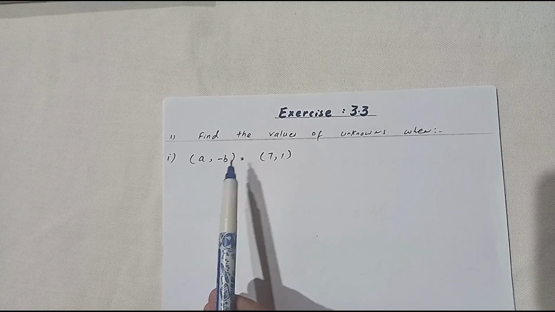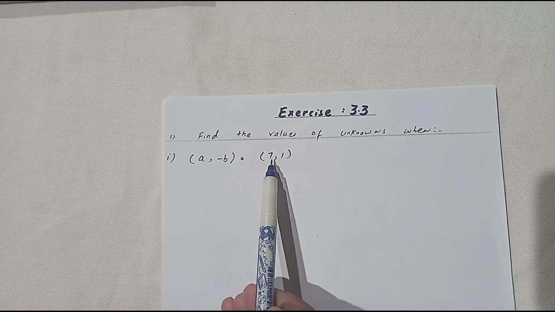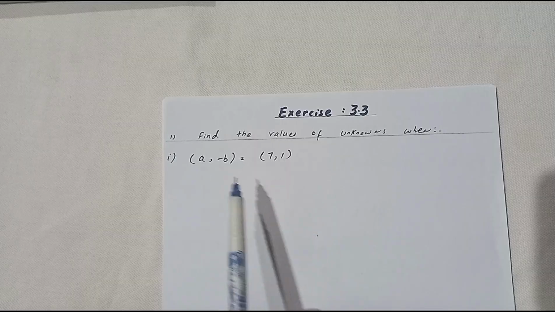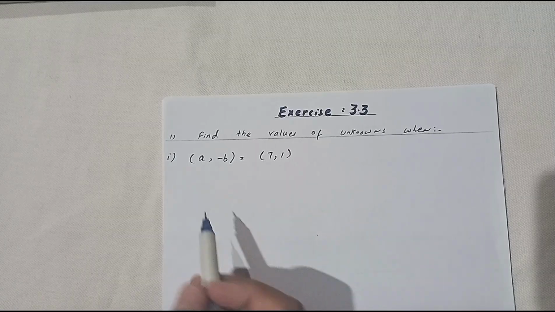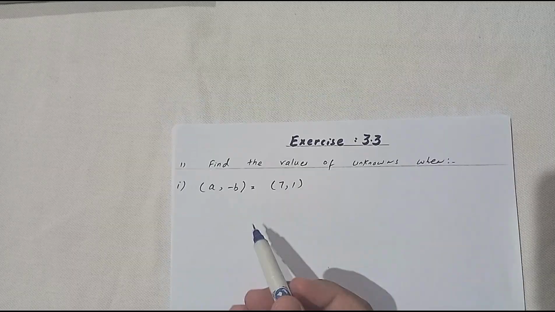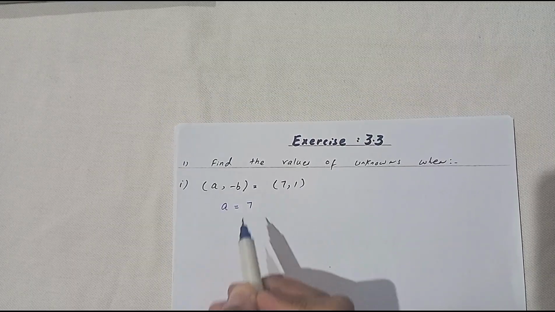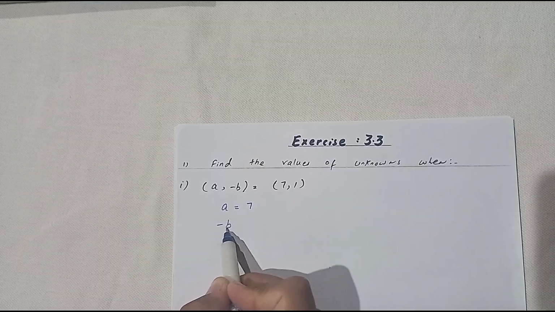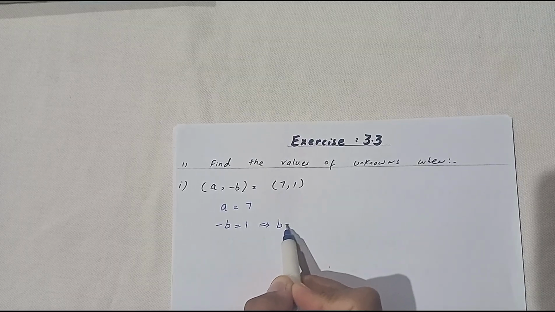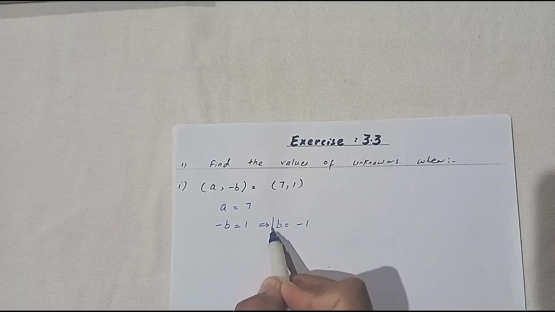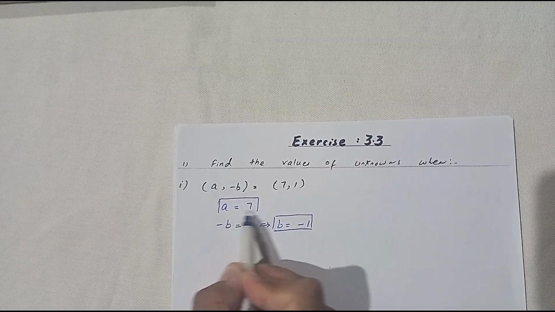Since two ordered pairs are equal to each other, the first element is equal to the first element of the second ordered pair, and the second element of the first ordered pair is equal to the second element of the second ordered pair. So we can write a equals 7 and minus b equals 1, which gives the value of b as minus 1. So these two are the values of the unknowns a and b.